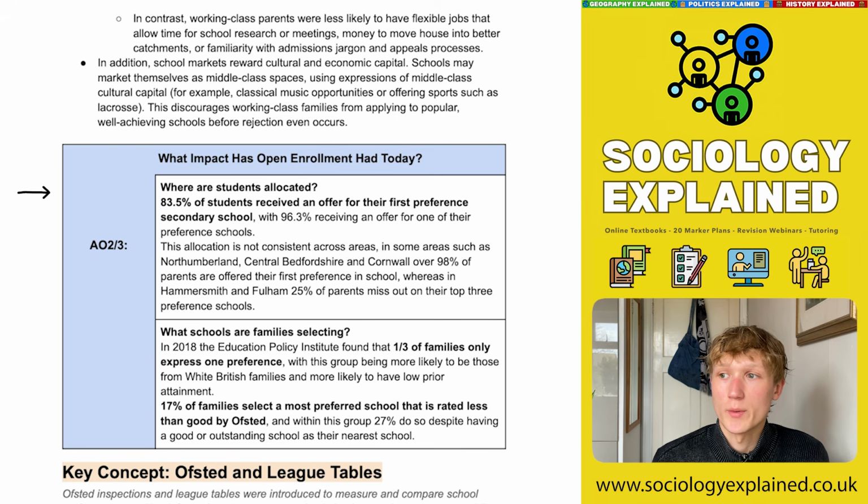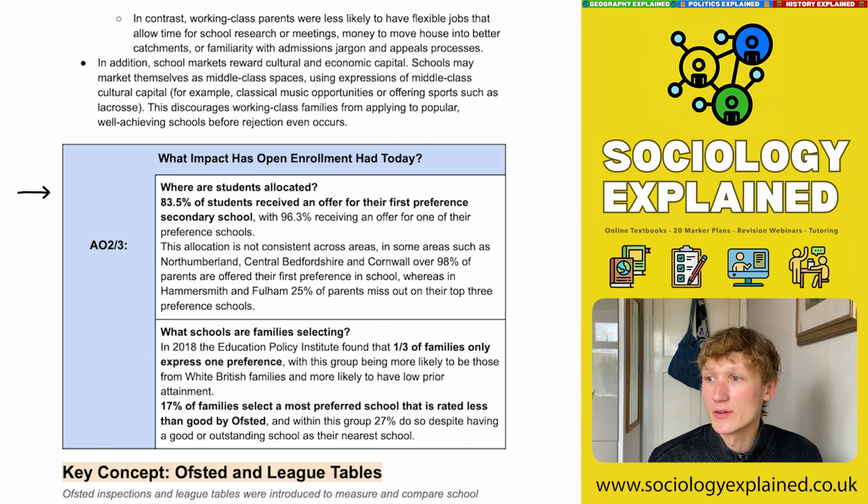open enrollment does work because 83.5% of students do receive an offer from their first preference school. So that suggests that most students are able to get into the school that they want or that their parents want. So it has given that increased freedom. And over 96% receive an offer from at least one of their first preference schools. So even if it's not the number one, it'll be one of the preference schools anyway. But of course, this is very regionally diverse.